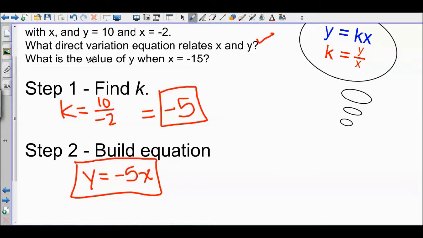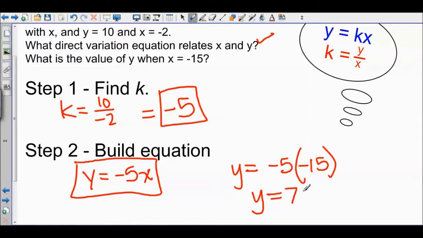The second part is, what is the value for y when x is negative 15? So if I put negative 15 into that equation, y equals negative 5 times negative 15. So y would equal, negative times negative is positive, 5 times 15 is 75. So there's the second part of the question.